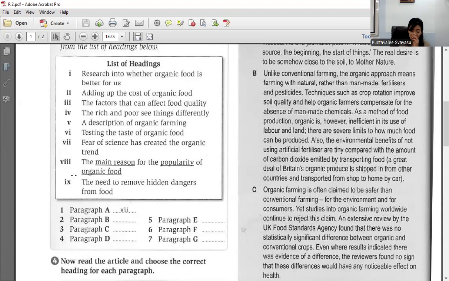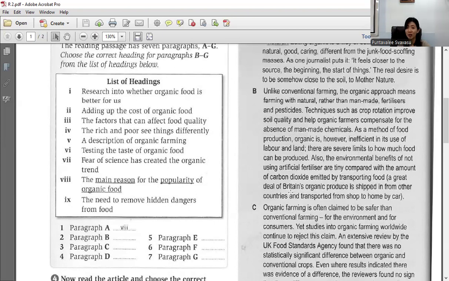So you will see that in order to complete this, you should find the topic sentence, so that you know what it talks about, because we want a heading, and the heading should be the main idea. If you randomly pick some sentences from the paragraph, it might not be the main idea.